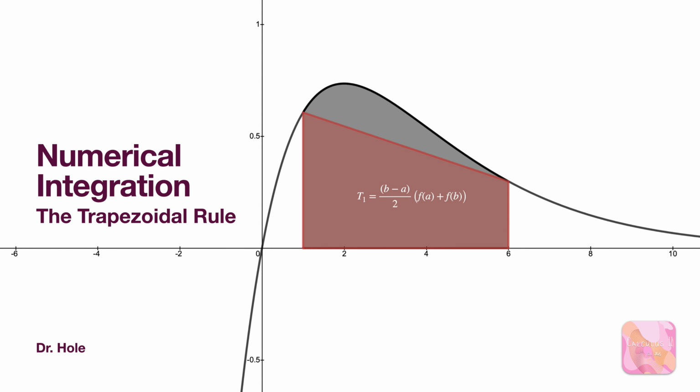That B minus A is the length of the base. F of A is one of the two heights. F of b is the other height. Then if we take f of a and f of b and we divide it by 2, we get an average of those heights, times the base is the area of this trapezoid.